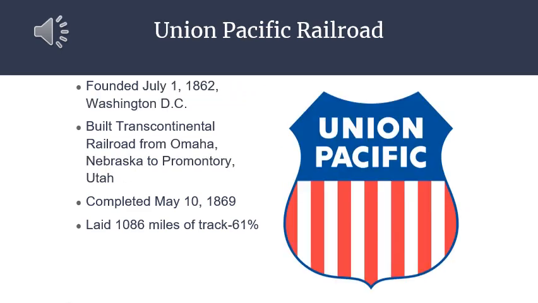The Union Pacific Railroad was founded July 1st, 1862 in Washington, D.C., and they built the Transcontinental Railroad from Omaha, Nebraska to Promontory, Utah. Completed again May 10th, 1869. They laid over 1,000 miles of track, or roughly 61% of the Transcontinental Railroad.